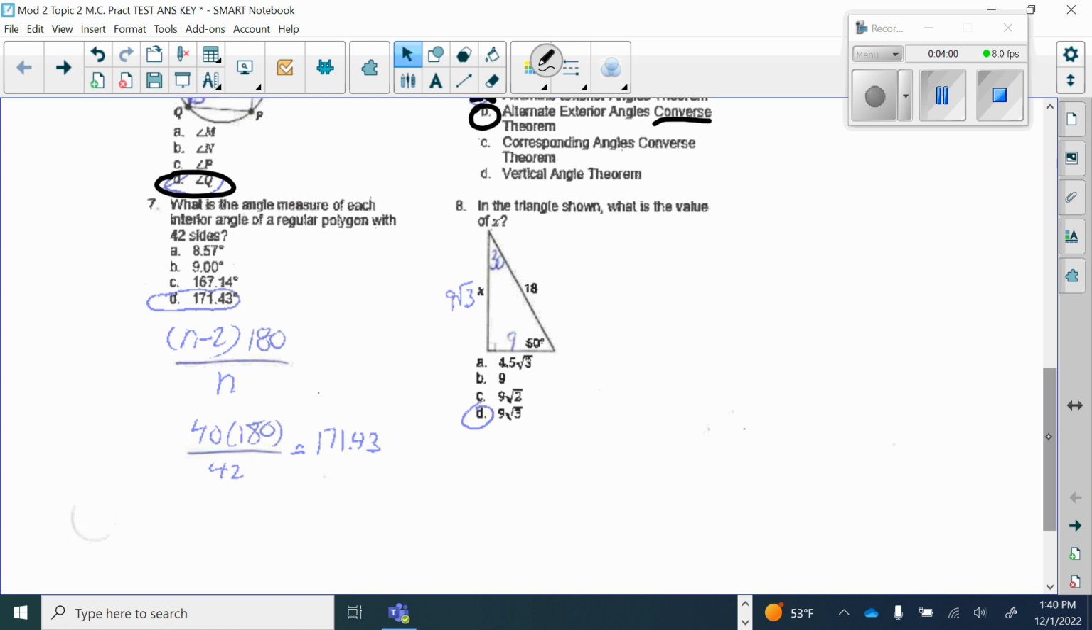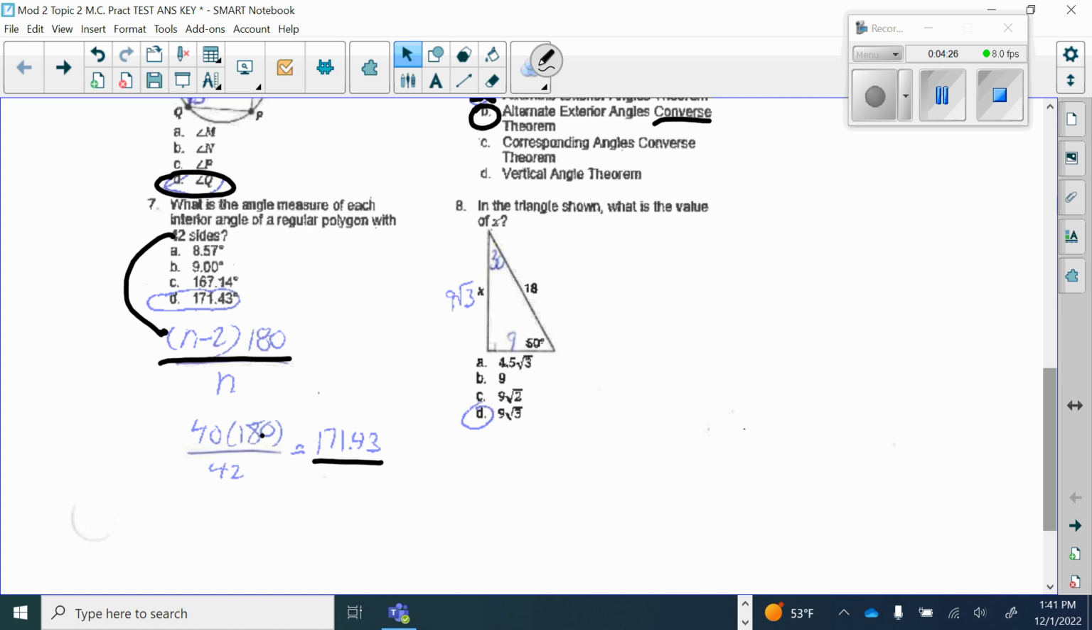7. What's the angle measure of each interior angle of a regular polygon? Well, here's your formula for the measure of each interior angle of a regular polygon, where n means the number of sides. So all you do is take that 42 and plug it in there. 42 minus 2 is 40, times 180, divided by 42. Just plug it in a calculator and you get approximately 171.43.